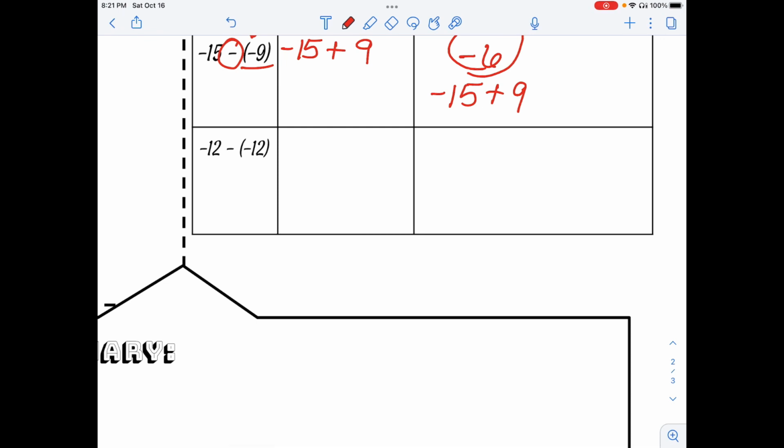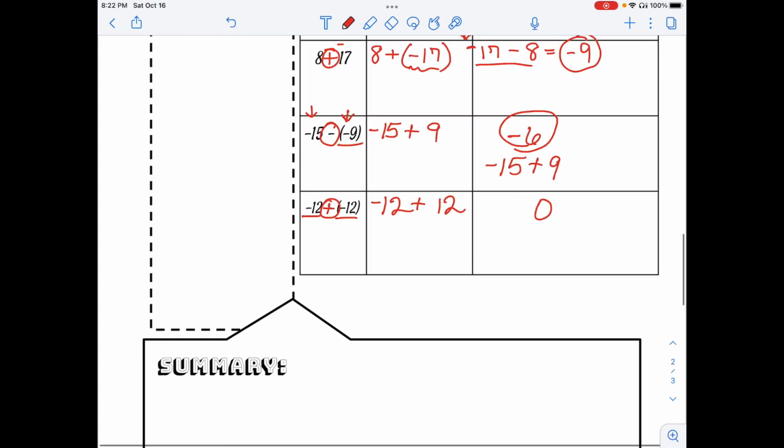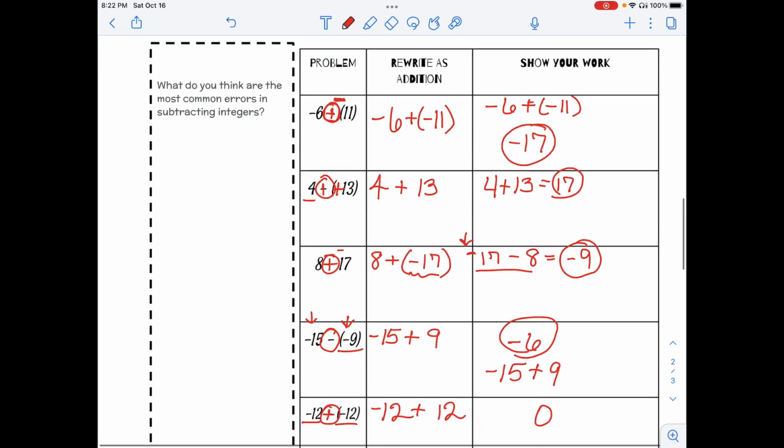All right, last one. I'm going to have negative 12 because I keep the first number the same. Circle the operation, turn it into a plus, change the second number to its opposite, so I get negative 12 plus 12. Now, what do I have when I take a number and subtract its opposite, or add it to its opposite? Remember, I get 0. So negative 12 plus 12 is 0. Good job, Rams.